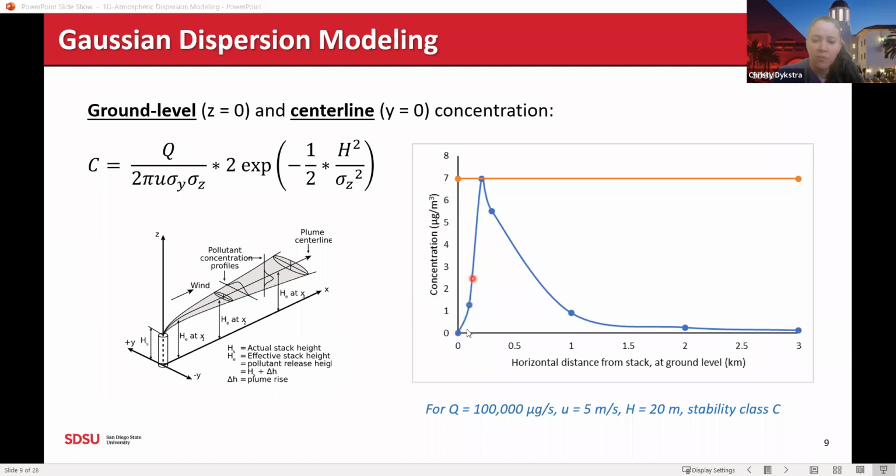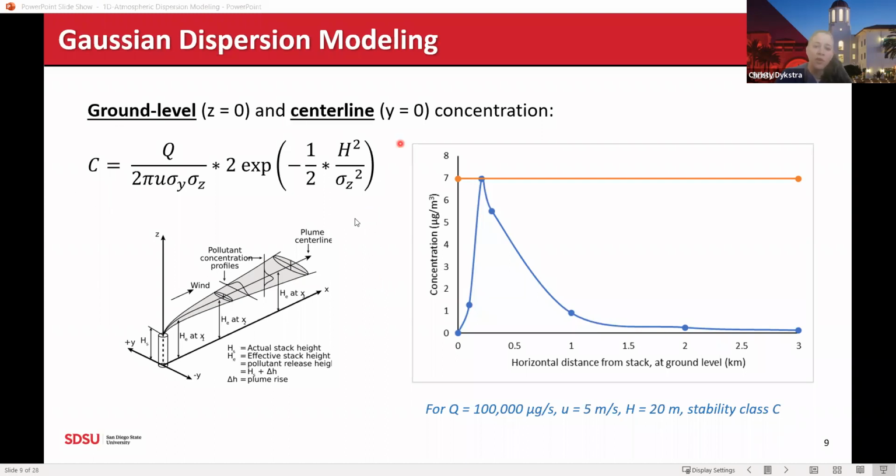So you can see that the concentration goes up very sharply. We hit this maximum, and then we start to decline the further away along the x-axis that we go. By the time we're somewhere around 0.25 kilometers away from the stack, we're going to start to experience the highest concentration here, which is right around 7 micrograms per cubic meter.